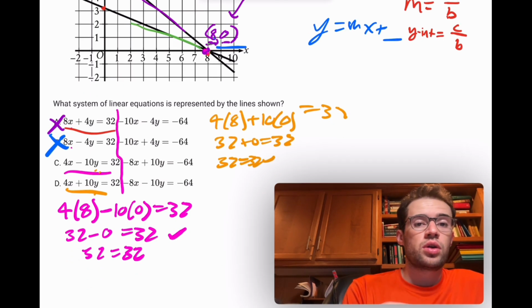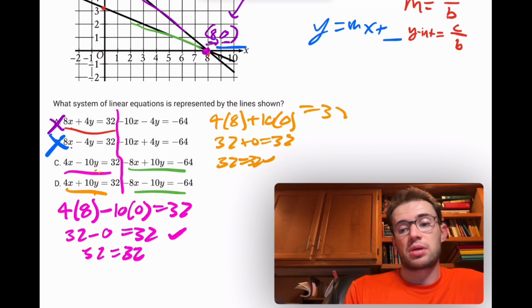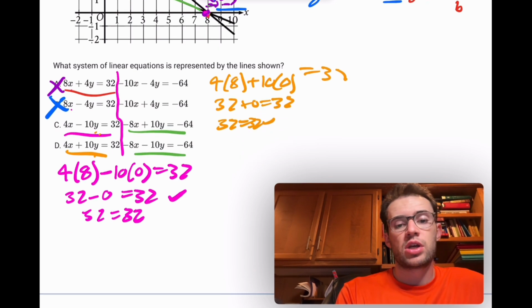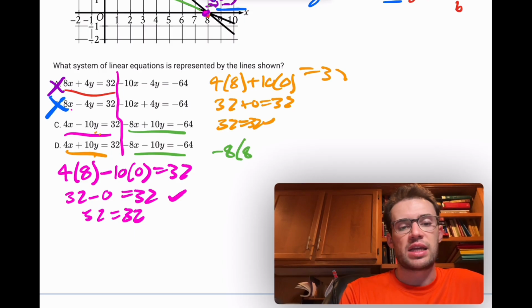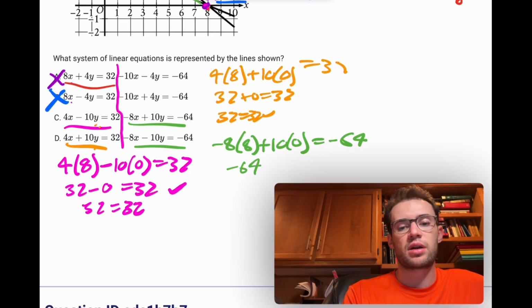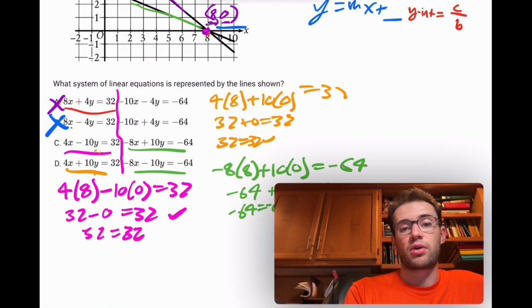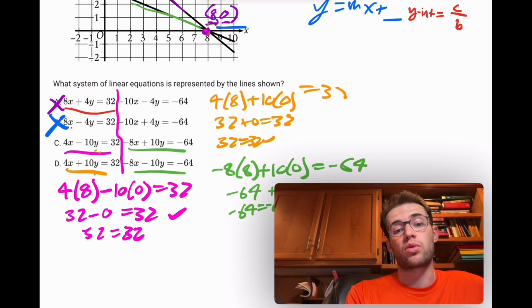Now we could also plug in 8, 0 to the second equation for each one, because it should work for both equations. So we do negative 8 times 8 plus 10 times 0 equals negative 64. Negative 8 times 8 is negative 64. Negative 64 plus 0 is negative 64. So negative 64 is equal to negative 64. So this equation also passes the test of going through that point 8 comma 0. Again, that doesn't mean that this is the right answer. It just means that you can't rule it out.